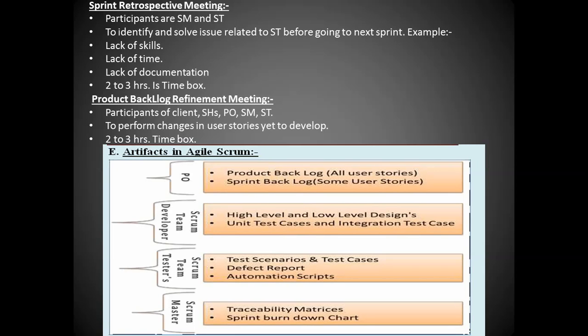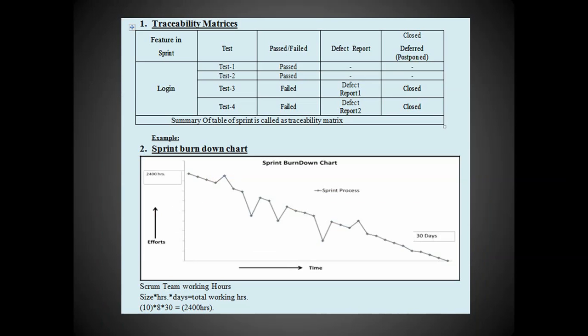Coming to Scrum team testers, what they will be doing: test scenarios and test cases, defect reports, and automation scripts they will be developing. The Scrum Master prepares the traceability matrices and the sprint burn down chart. These are all the artifacts in Agile, for the PO, Scrum team developers, Scrum team testers and the Scrum Master.